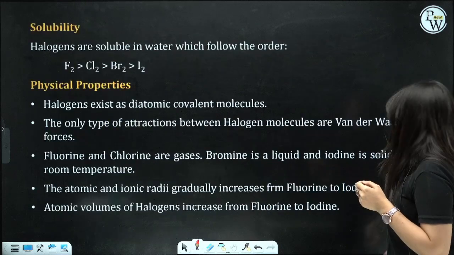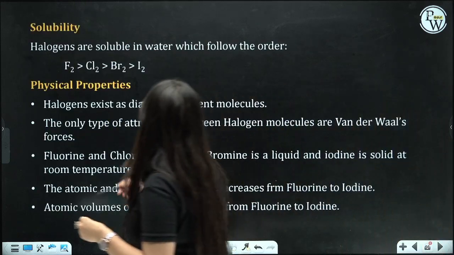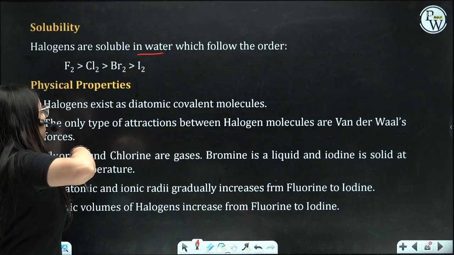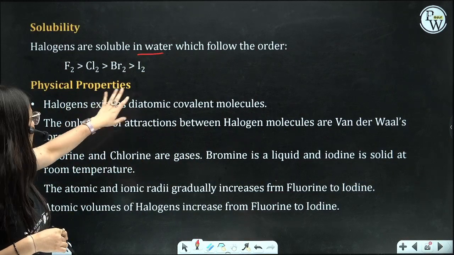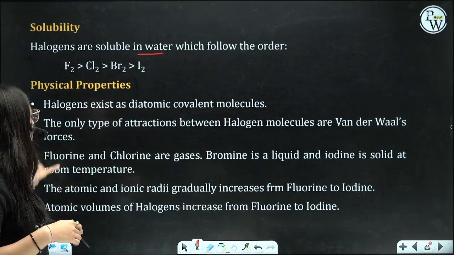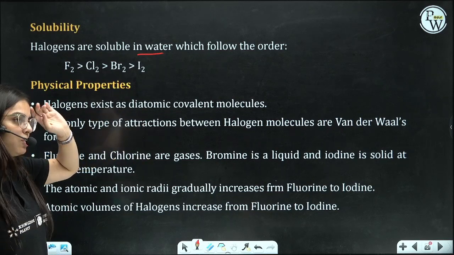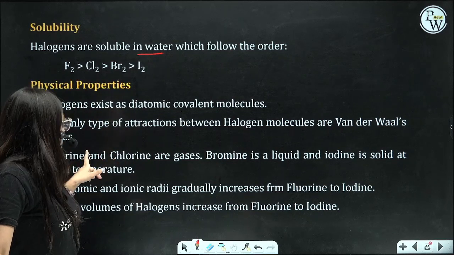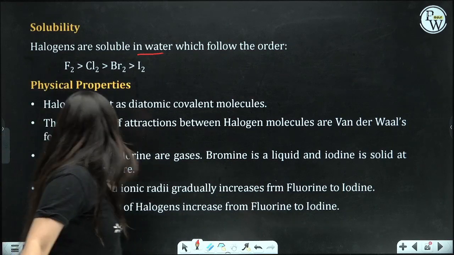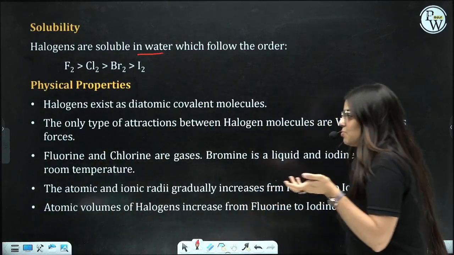Next part is about solubility. They are soluble in water, which follows the order: F2 is more soluble than Cl2, then Br2, then I2. Physical properties, if I talk about, they exist as diatomic molecules. I already told you, right? They have van der Waals forces of attraction. The only type of attraction between the halogen molecules is this.